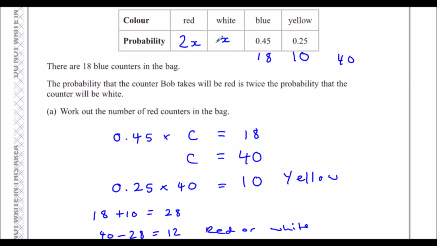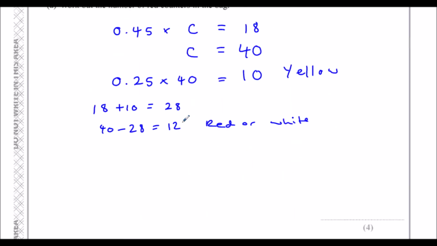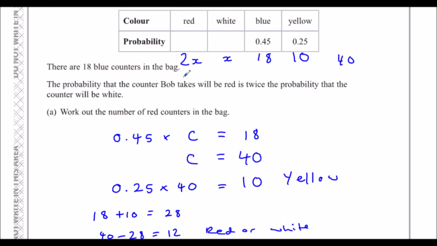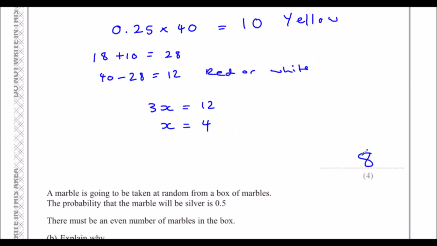And if there's double the number of red there are white, so we've got 3x equals 12, divide by 3, which is 4. So there are 4 white counters. There's double that red, which is 8. So there are 8 red counters.